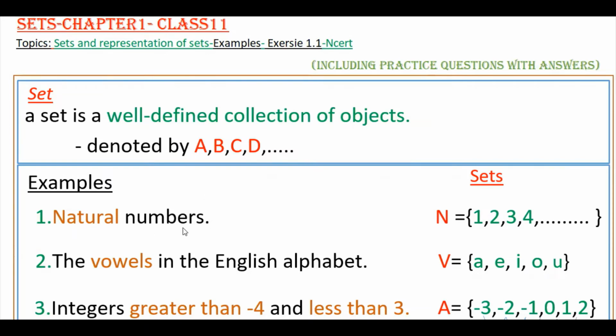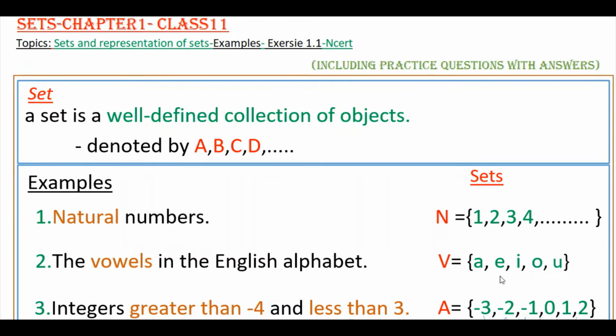The first one is natural numbers. We know that natural numbers are 1, 2, 3, 4, etc. These you can write as a set like this. N is equal to, these are braces. So inside the braces, you have to write all the natural numbers. And you know that the natural numbers are infinite, so you have to put dots like this. This is etc.